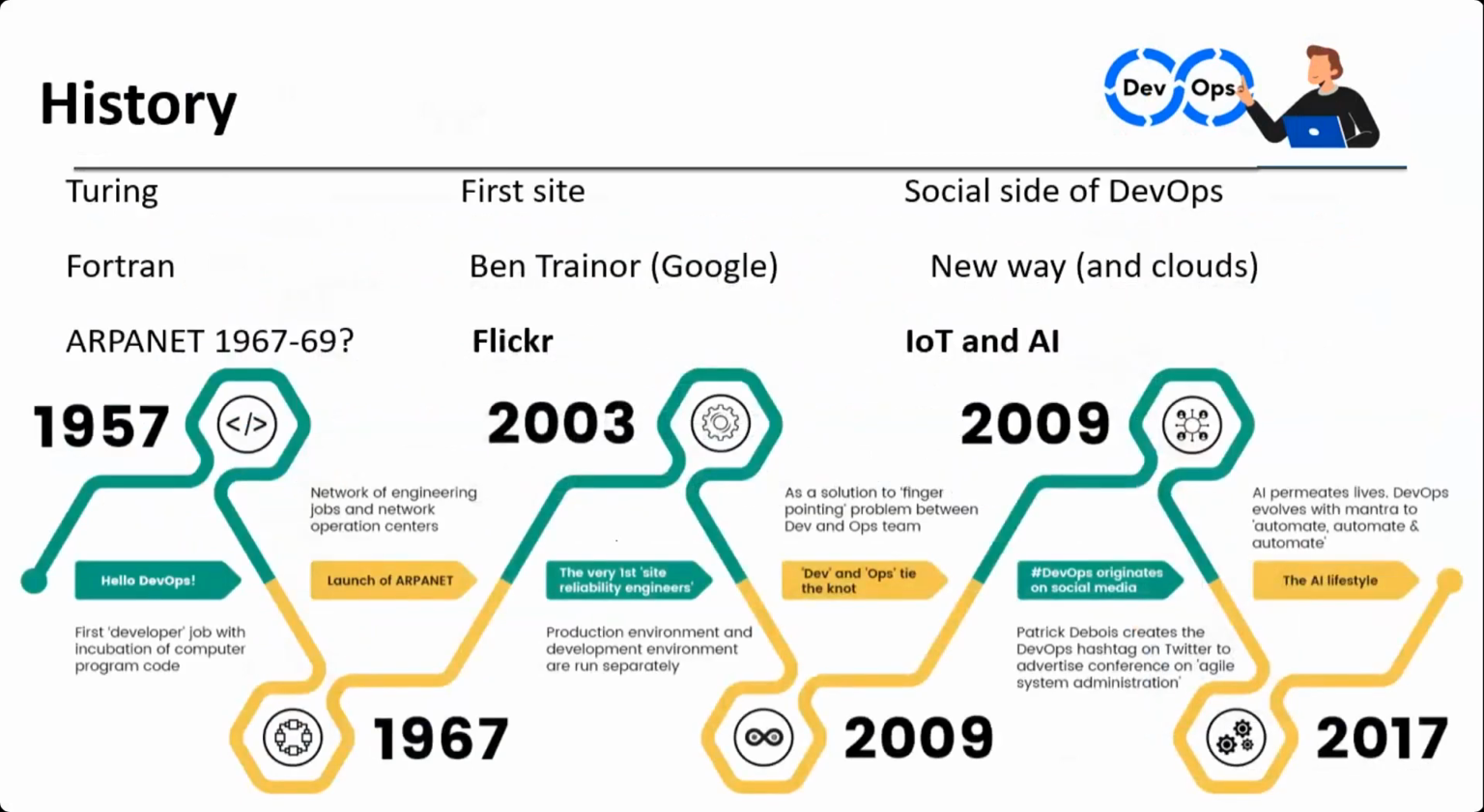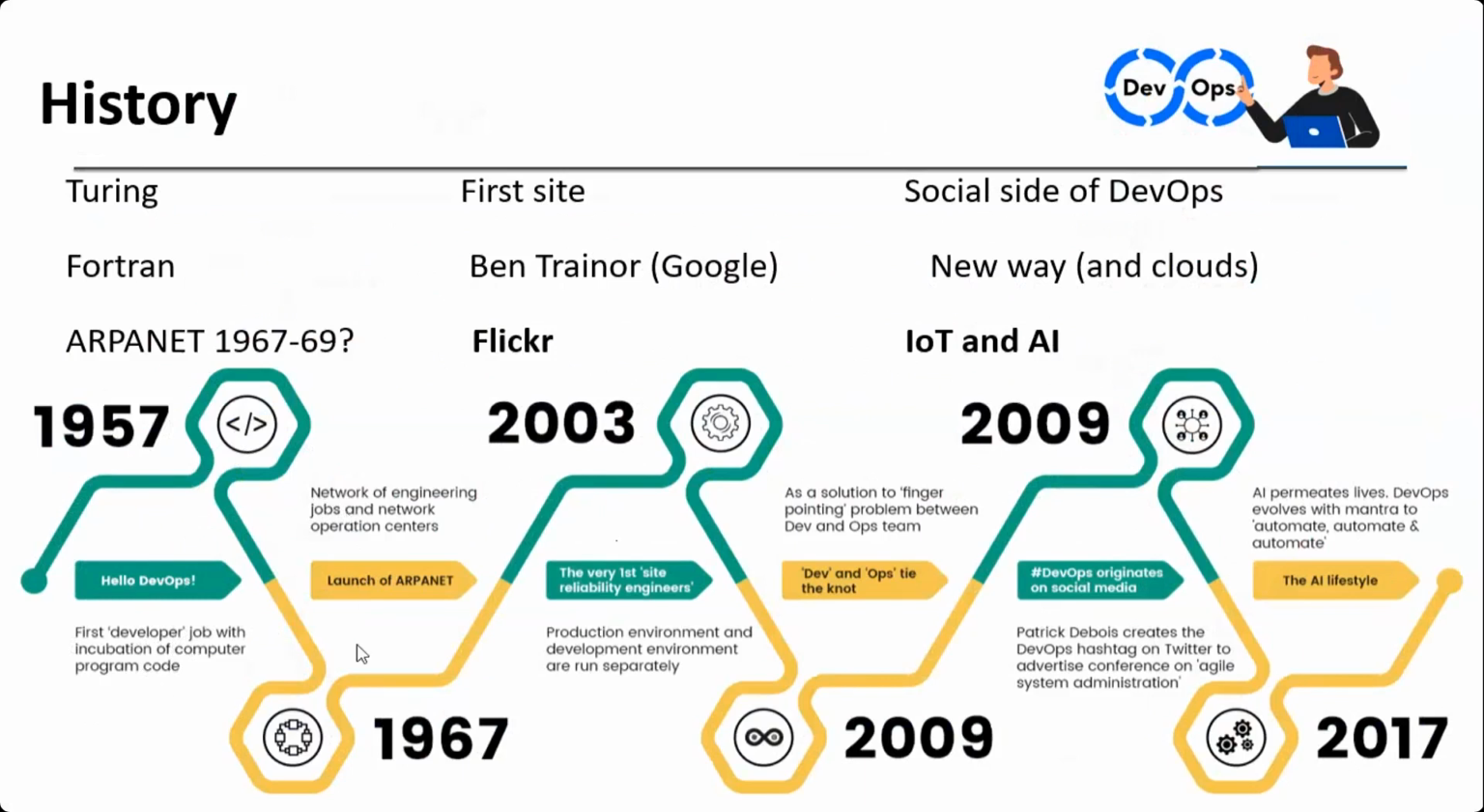Before we go deep into DevOps, we need to know what DevOps actually is, and its history. When was it established? When was the name DevOps coined? We can see that the history started in 1957, the first developer job with incubation of computer program code. Though it was not yet fully established, it existed at least during the release time, the late 50s.